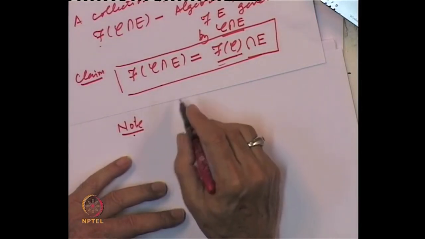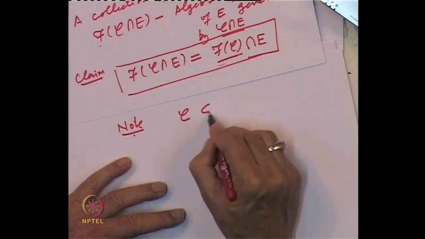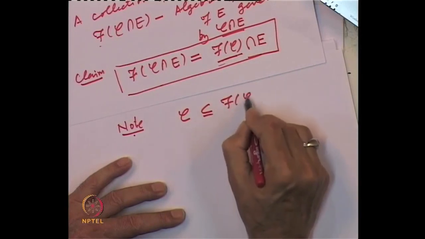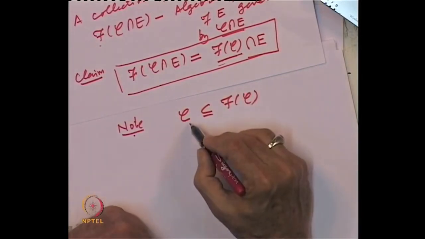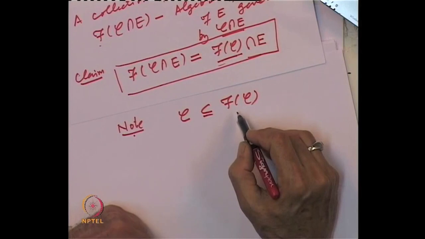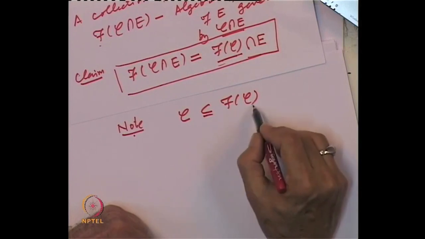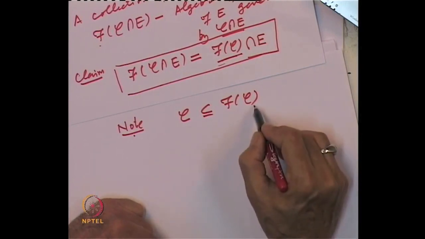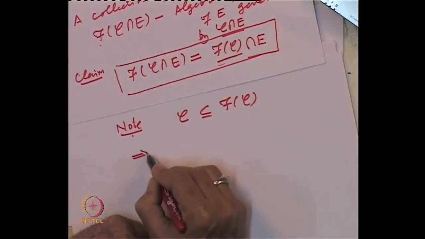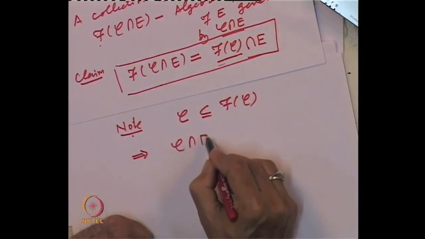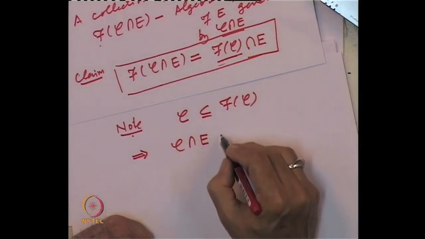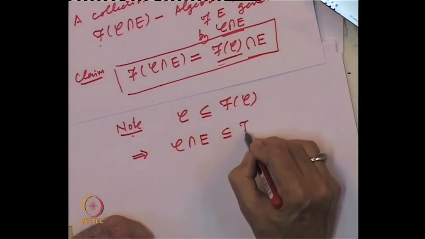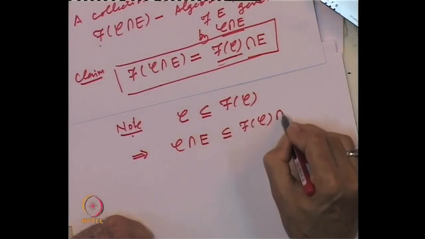So, first of all, we observe that C is contained in F of C, right? Given any collection C of subsets of a set X, F of C is the algebra generated by C. So, by the very definition, C is a subset of F of C. So, that implies that C intersection E is a subset of F of C intersection E.